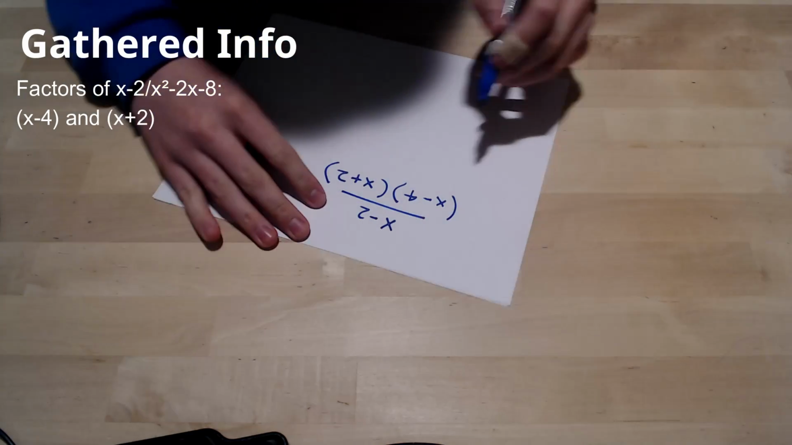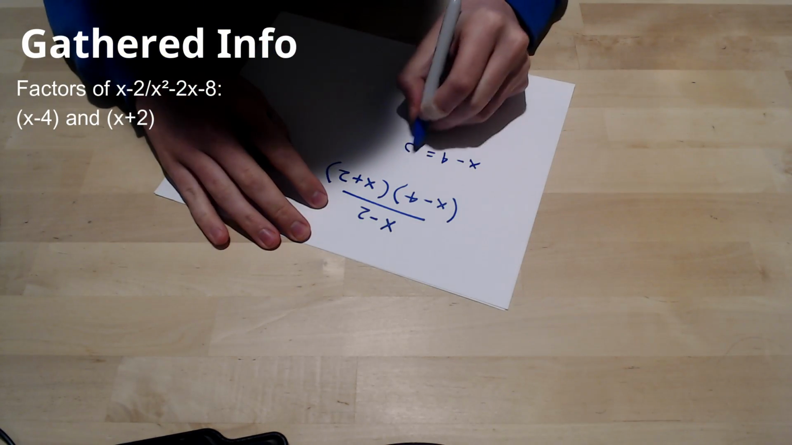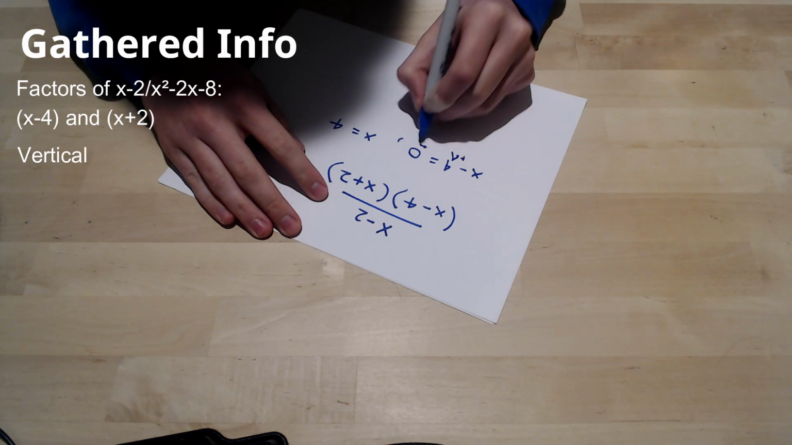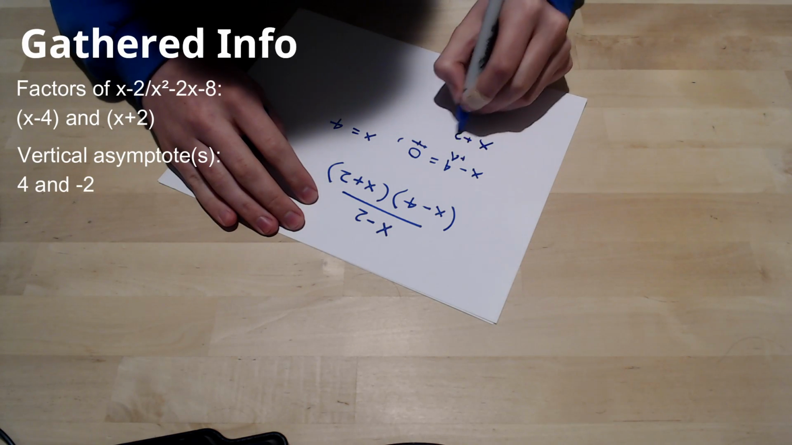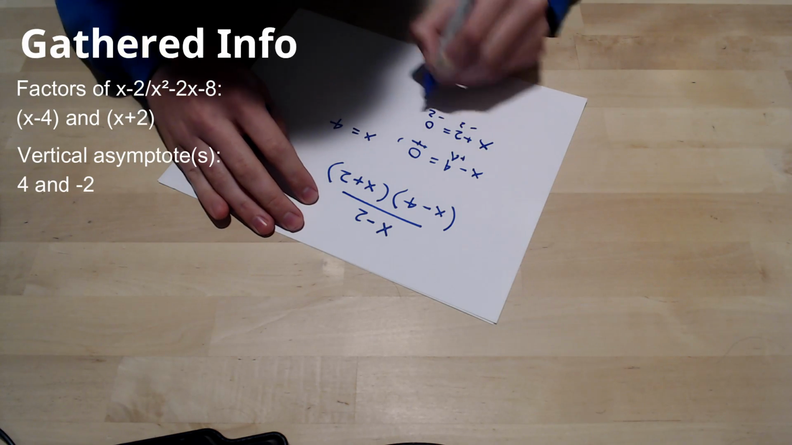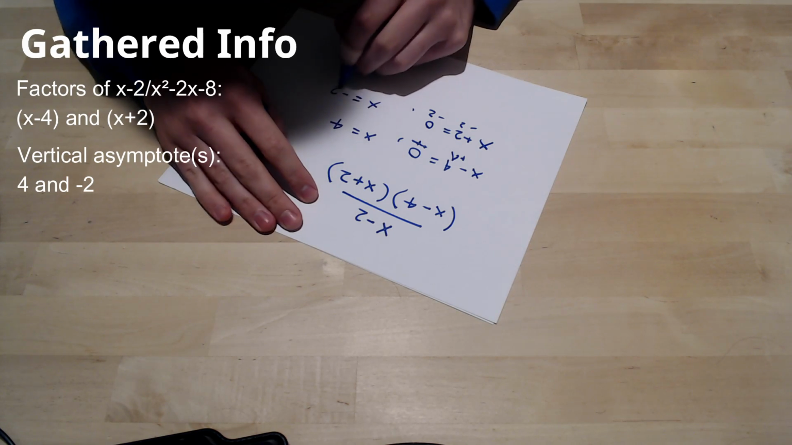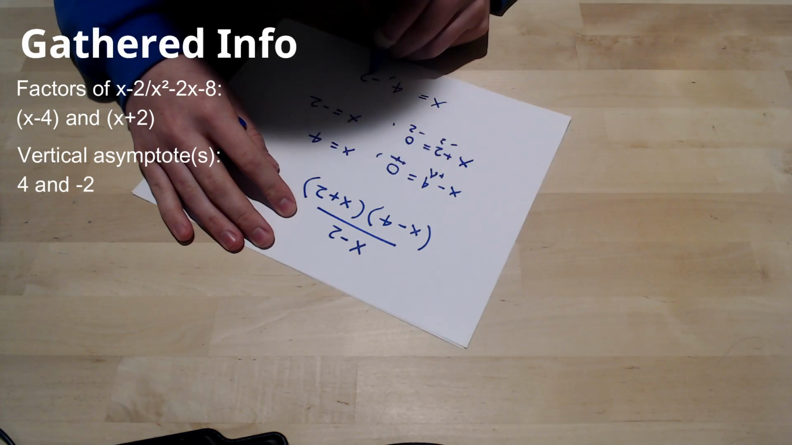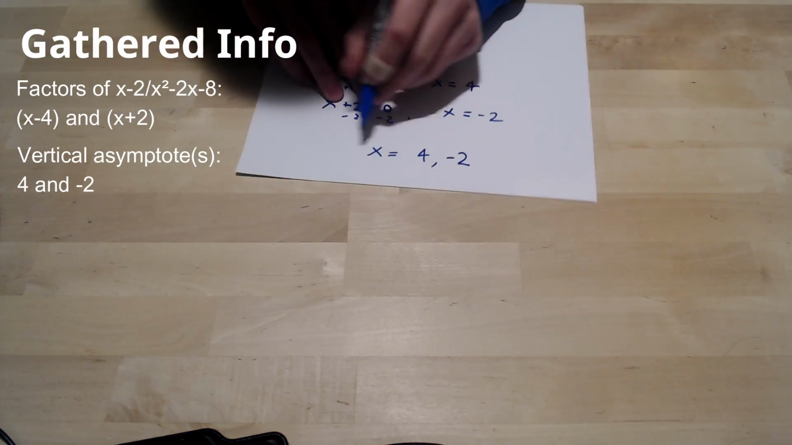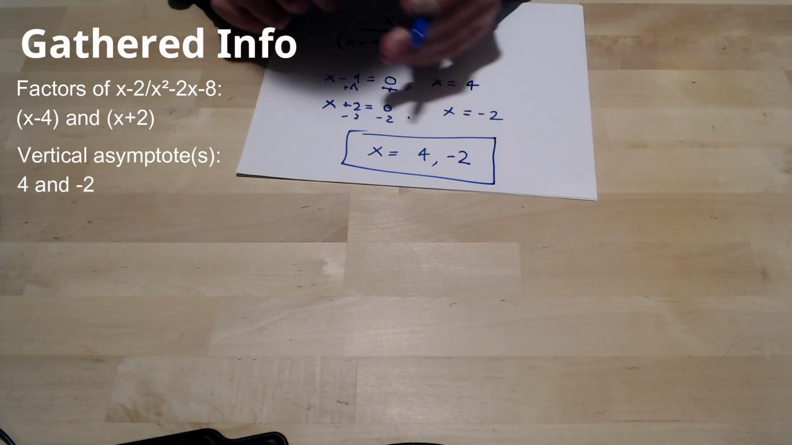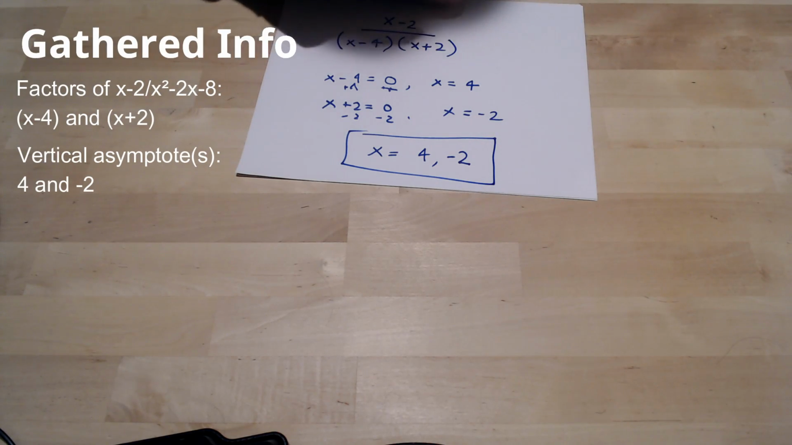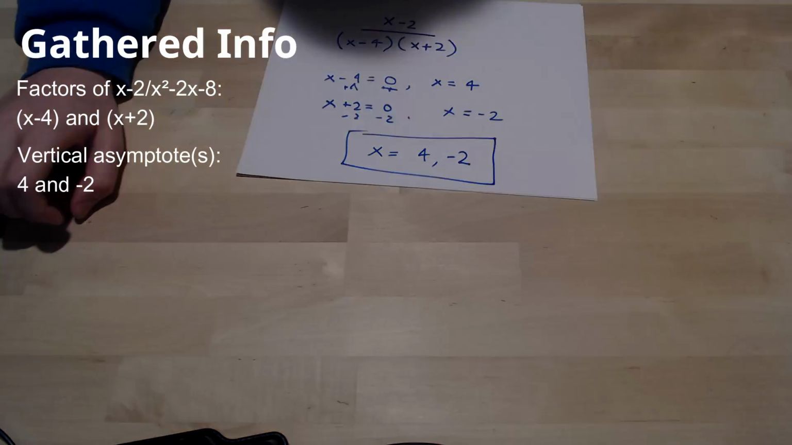The way to determine these is by setting the denominator's factors to 0 and then solving for x. So x minus 4 equals 0, which would mean that x equals 4, adding 4 to both sides. And then the other one would be x plus 2 equals 0, subtracting 2 from both sides, x equals negative 2. So our two asymptotes are 4 and negative 2. And these will be the points on the graph where it actually looks like it's being divided into sections. So this is very important for later.